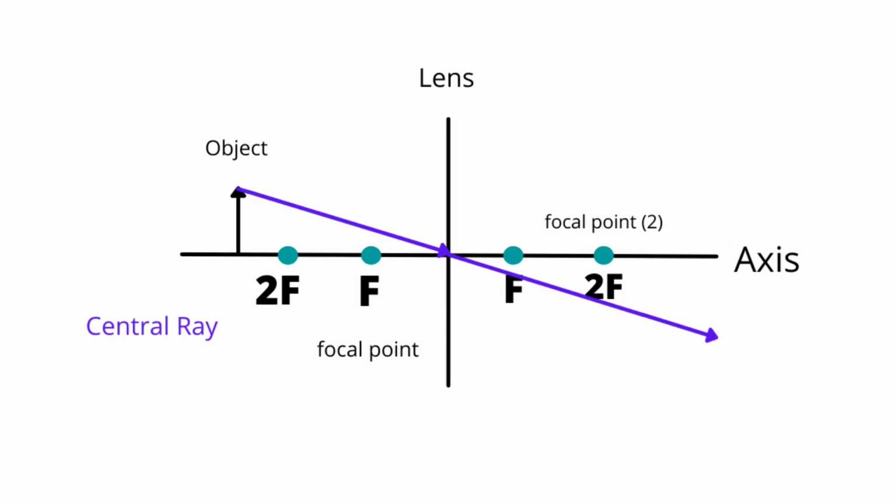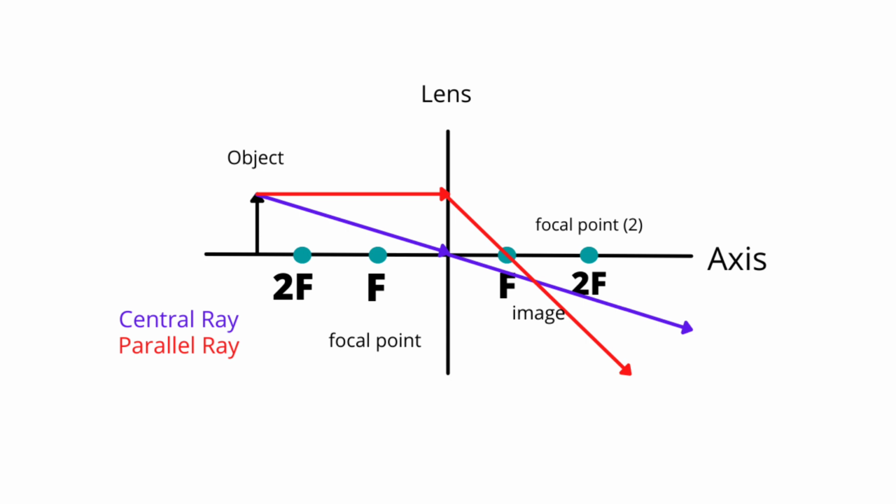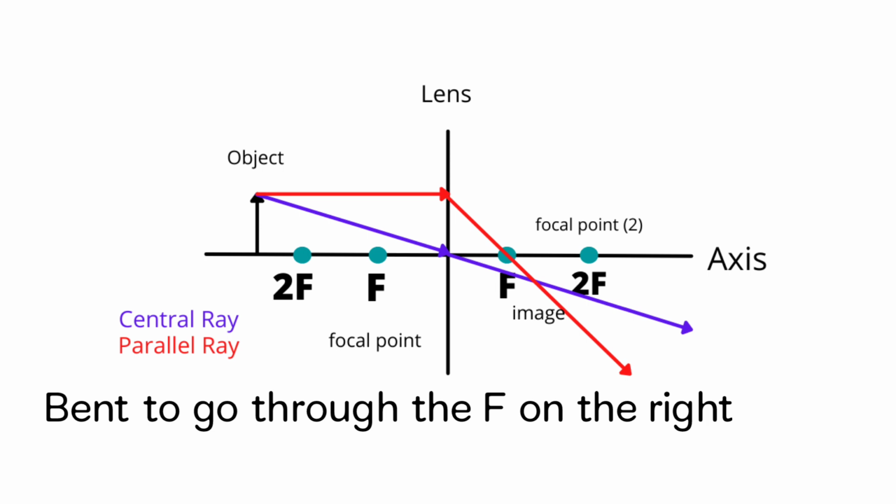Now, we will proceed to the main light rays that determine the images. First, we have what we call the central ray, that crosses the optic center of the lens and is not bent or refracted. The second one is called the parallel ray, described by its parallel position with the central axis going to the lens. Take note that the parallel ray must bend going to the lens focal point on the right side.